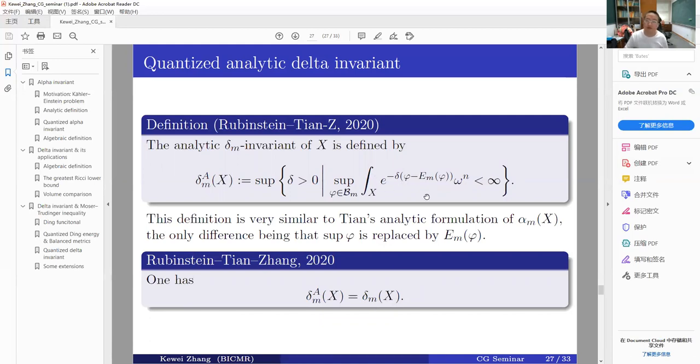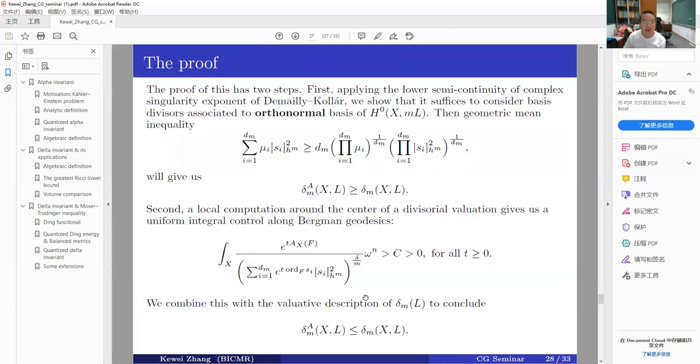Because here you can observe that this formulation is just you are just rewriting your quantized Ding functional to convert to such an integral. And basically this quantity is measuring the coercivity of your quantized Ding functional. And okay, so let me say a few words about the proof. The proof follows the same philosophy as for the alpha invariant. Recall that I mentioned similar results for the alpha M invariant using the result of Berman and Boucksom. Now for the delta M invariant, we follow a similar approach, but the proof is more complicated.